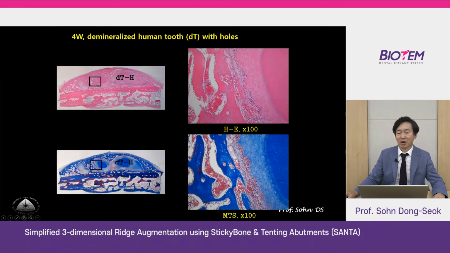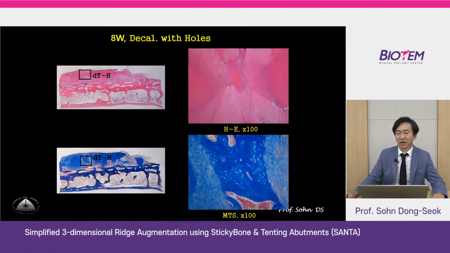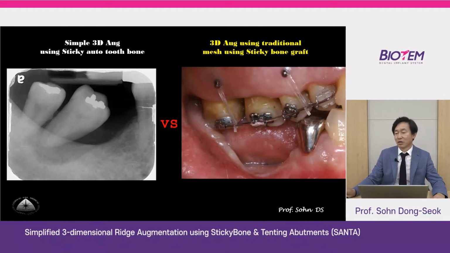Well, this is a very amazing result, much better than autologous block bone healing. 8 weeks later, the calcified tooth block shows the bone remodeling process at the junction of the host bone and the tooth block.